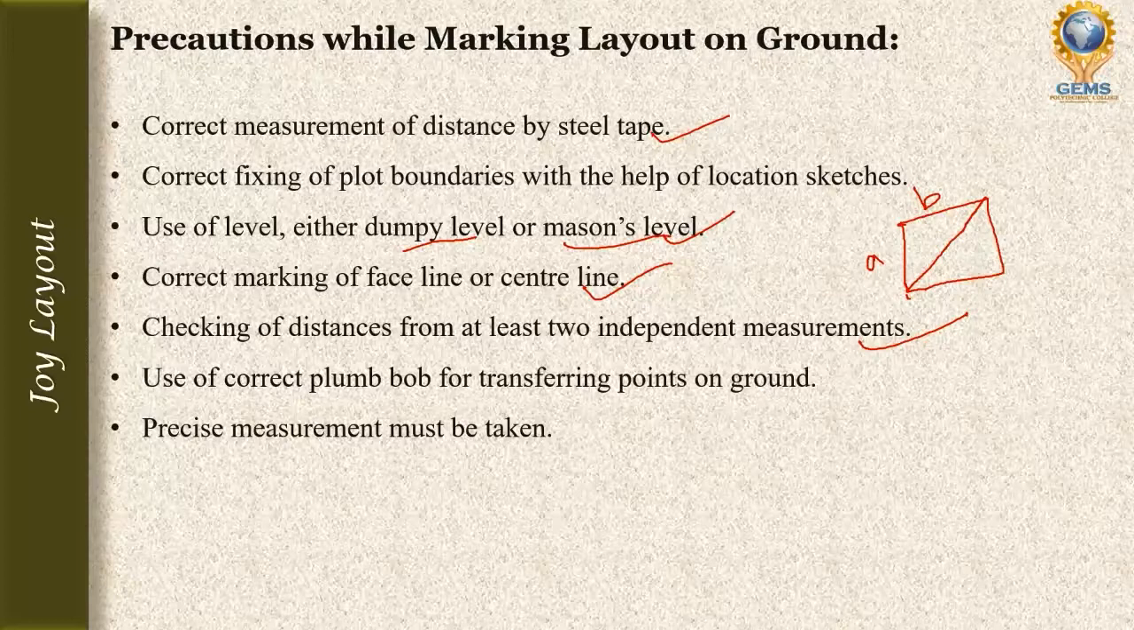Then use the correct plumb bob for transferring points on the ground. Mostly we will use theodolite or any other instrument, and we have to use the plumb bob to get the accurate point on the ground. And the last one is precise measurements must be taken. Precise means very accurate, correct measurements we have to take on the ground. So these are the precautions while we are marking the layout on the ground.